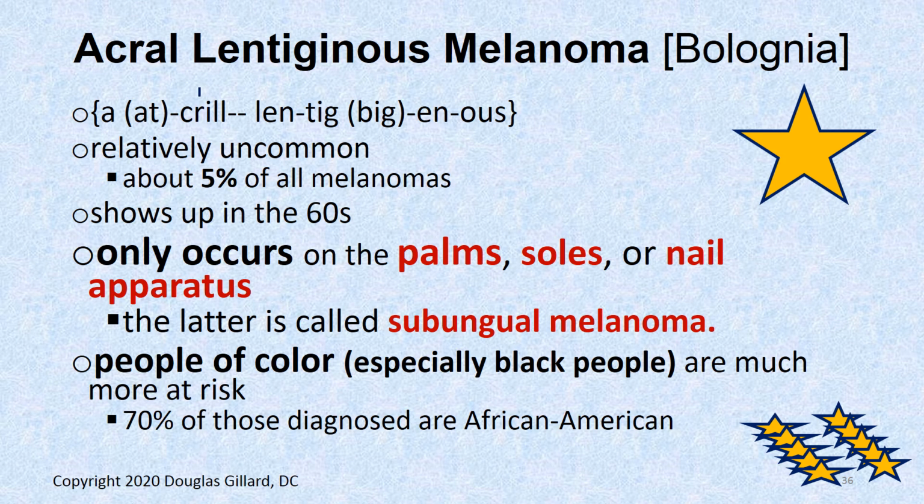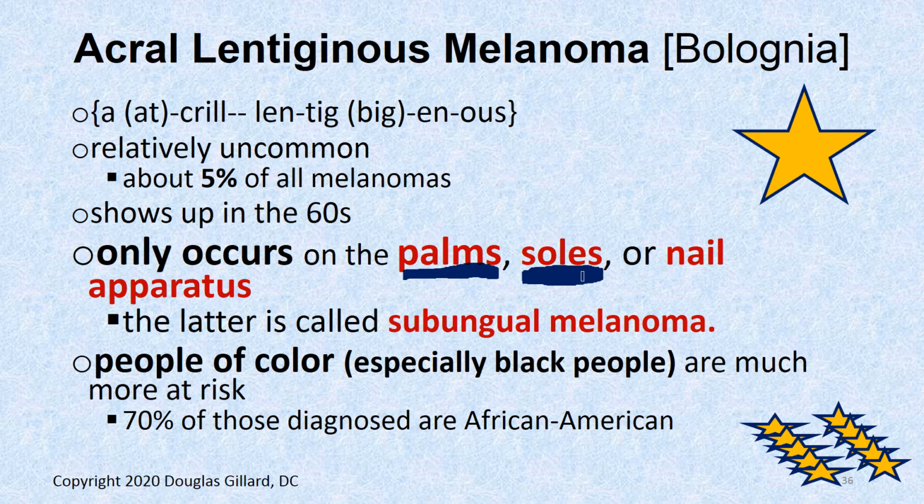Now, to be one of these, ALM, you could call it if you want, it can only show up on the glabrous skin. Remember what glabrous skin is? That's the soles of your feet and your palms. That's where there's no hair. That's glabrous, thick. It's got an extra layer. Right, we learned that. Or it could show up anywhere in the nail apparatus, usually underneath the nail. And if it's in the nail, then it's actually called subungual melanoma.